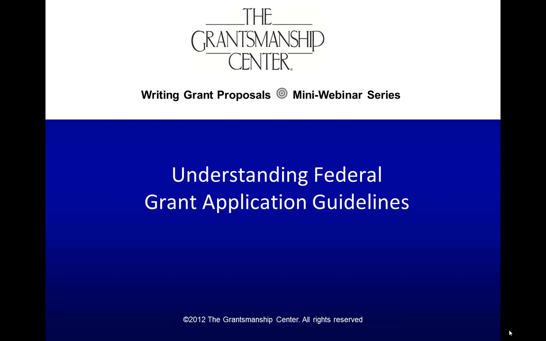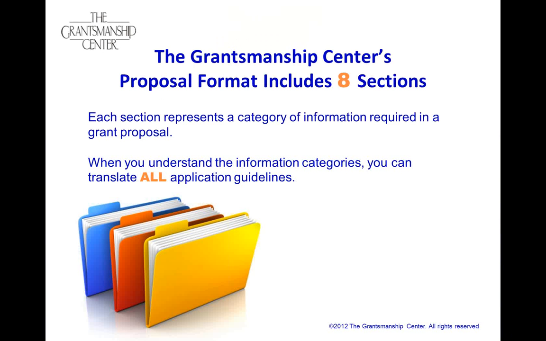In this mini-webinar, we'll take a quick look at how to understand federal grant application guidelines. The proposal format that was developed by the Grantsmanship Center over 30 years ago is now the standard in the field, and that format includes 8 sections. Each section of the format represents a category of information that is required to produce a thorough and complete grant proposal. When you understand the information categories that are part of our proposal format, then you can translate all application guidelines, including federal application guidelines.